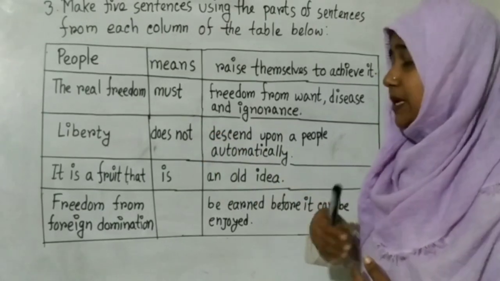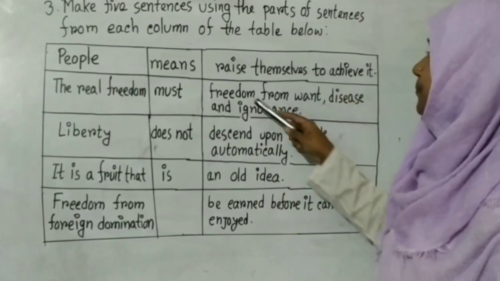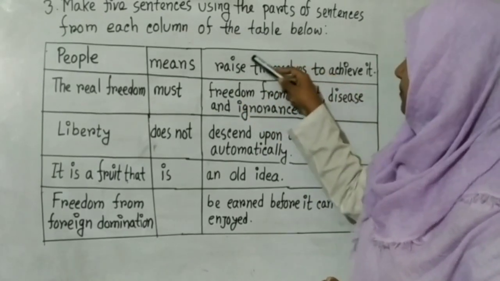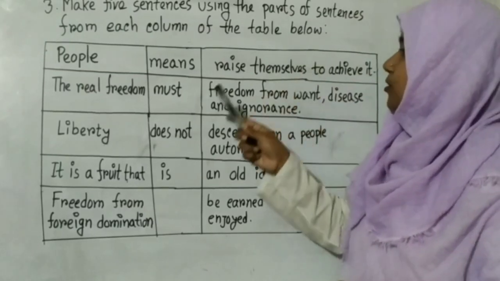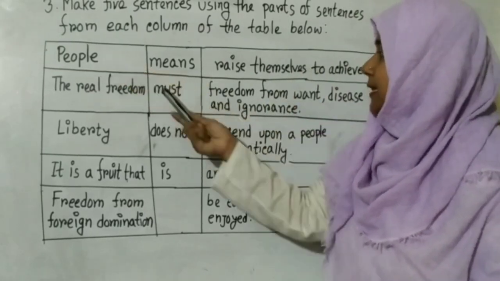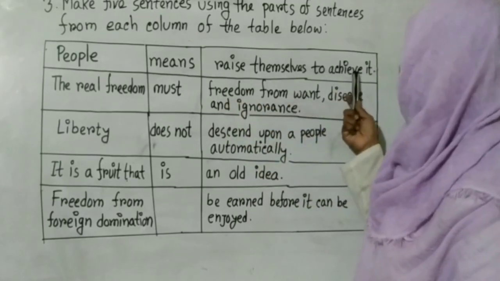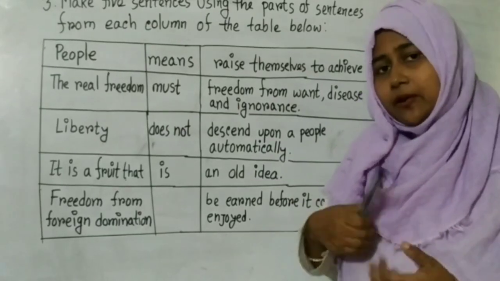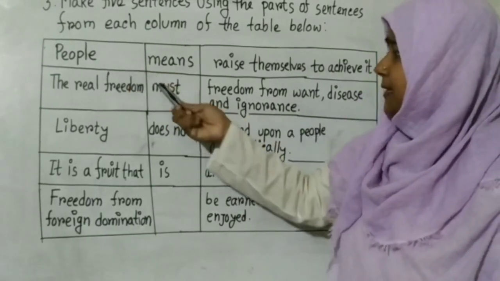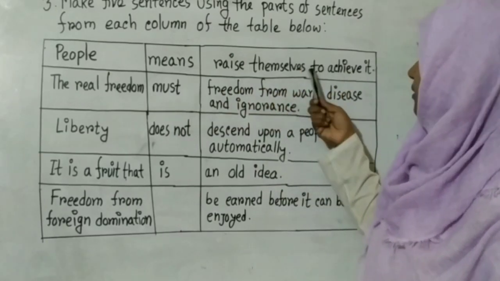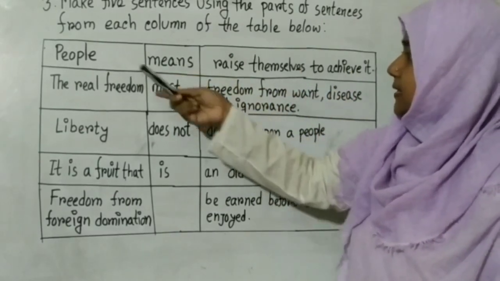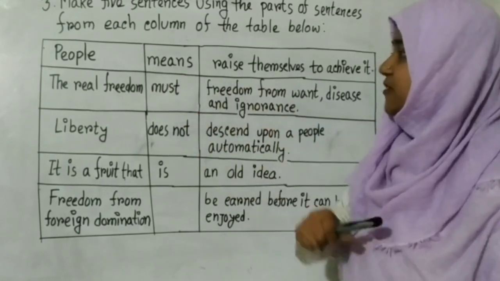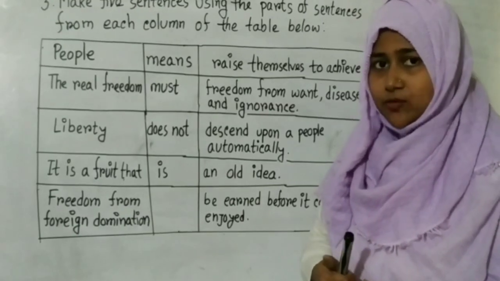Okay, just try to collect the information or parts from the third column, that is, raise themselves to achieve it. So themselves, there is the use of plural pronoun. So we can make the sentence like people must raise themselves to achieve it. So this sentence has a specific meaning, because it follows all the grammatical rules. So you can write this one.